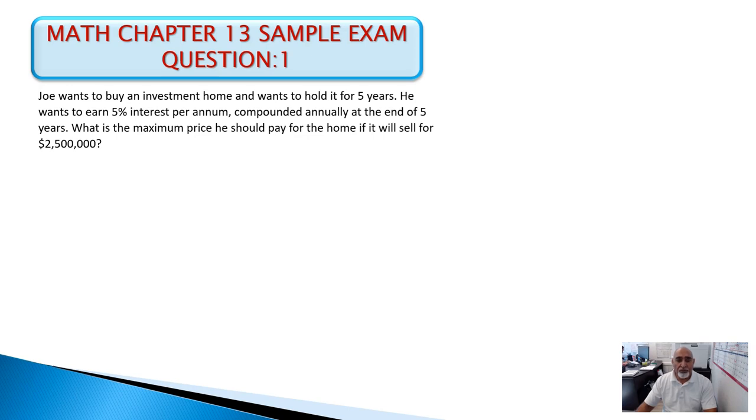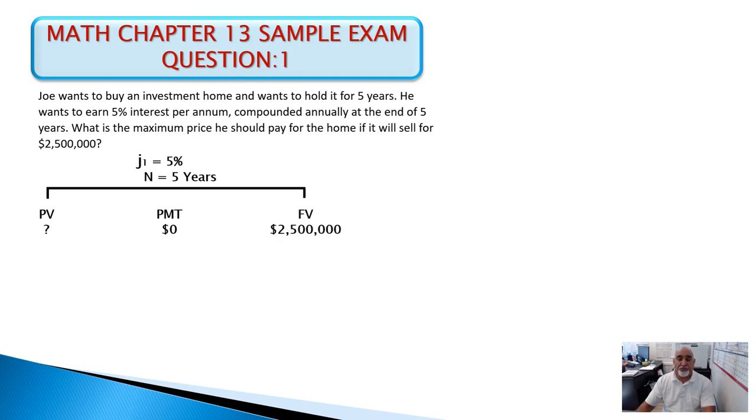So first thing we do is we draw the timeline diagram and put in our 5 parts of information. Okay, we know the interest rate that he wants to earn is J1 equals 5%, and the time period is 5 years. Then we put in the PV, but PV is what we're looking for. So put a question mark under PV. Payment is 0, meaning there's no activity of any kind happening in the 5 years, and FV is 2.5 million.